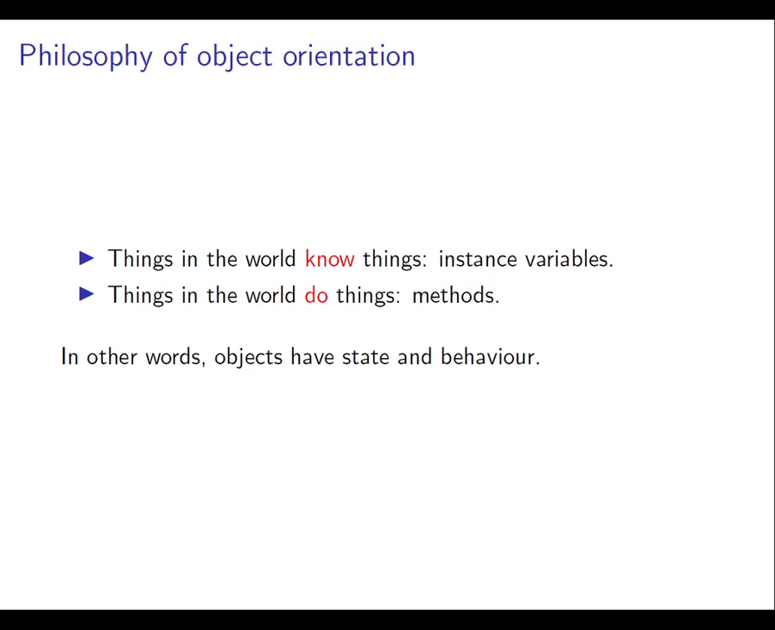Things in the world still have nouns and verbs. They know things and they can do things. And in Java, the things that something knows turn into instance variables, into data that is wrapped up in an object. And things that stuff can do turn into methods inside an object. It turns into behaviour of an object. So objects have state and behaviour.